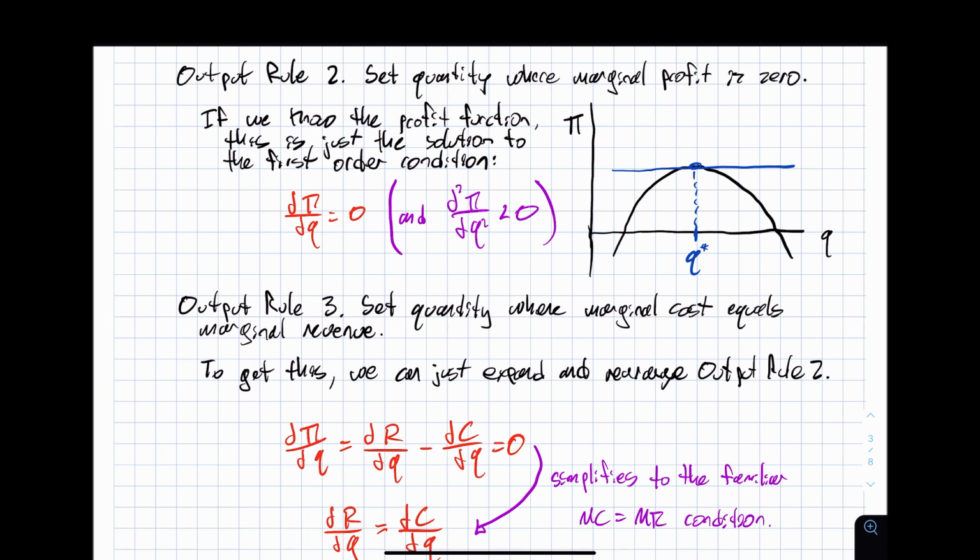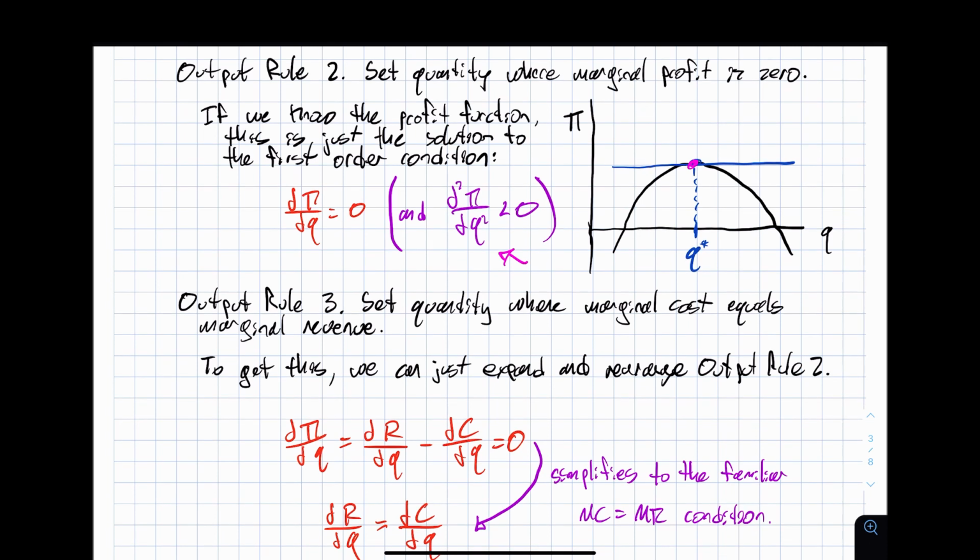So we take the first derivative of the profit equation and we set it equal to 0. And this is our output rule 2. We set quantity where the marginal profit is 0. The marginal profit is just the derivative of profit with respect to Q. And then, of course, we have our second order condition, just making sure that we're at a maximum and not a minimum, where if we move in either direction, we go down.